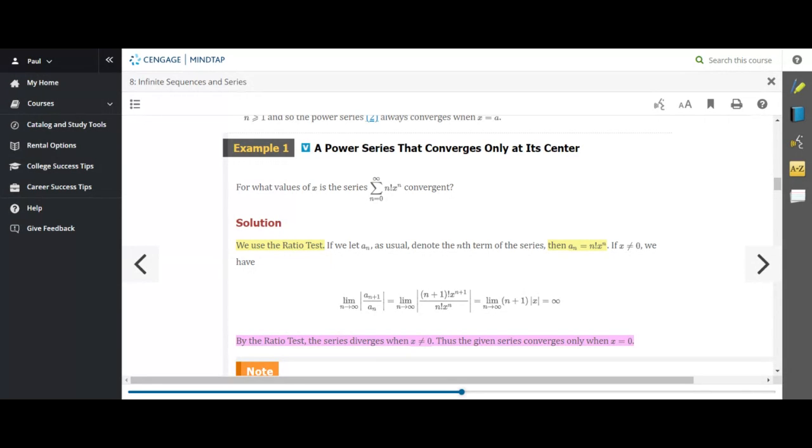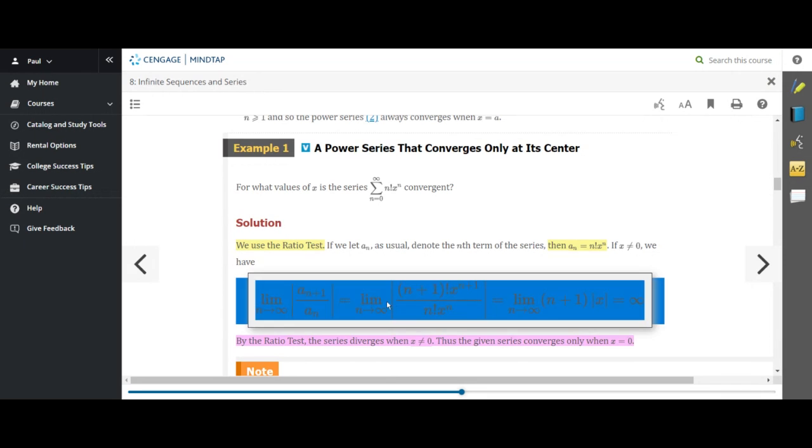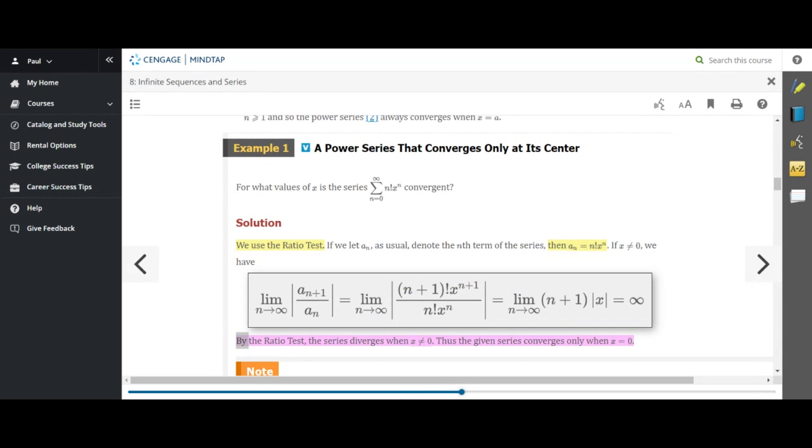Okay, so example 1 talks about a power series that converges only at its center. In other words, it converges at just one value of x. And here below, they show the ratio test, and you'll notice that this power series has a factorial in it. So what I'd like to do is just reemphasize the computations you see here in example 1.